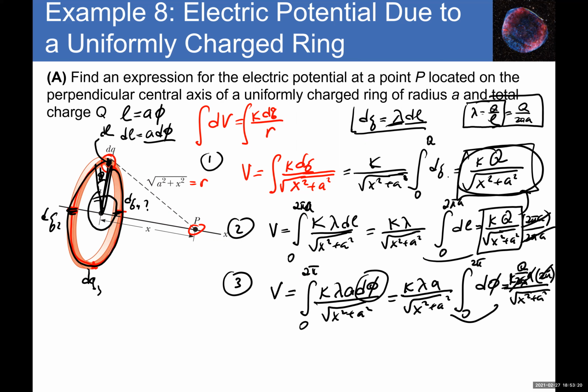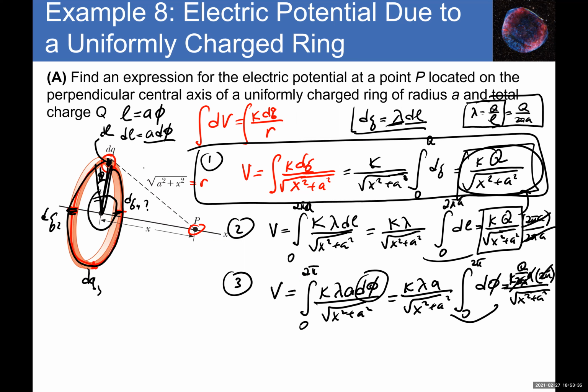So that's why version 1 is probably the simplest one, because all those dq's have exactly the same distance r from the point of interest because of the symmetry, so we can just use this version over here. Sometimes this doesn't work. That's why I'm giving you 3 different ways. Technically, you could have evaluated this integral. All right, so that's basically part A, finding the potential due to this distribution.